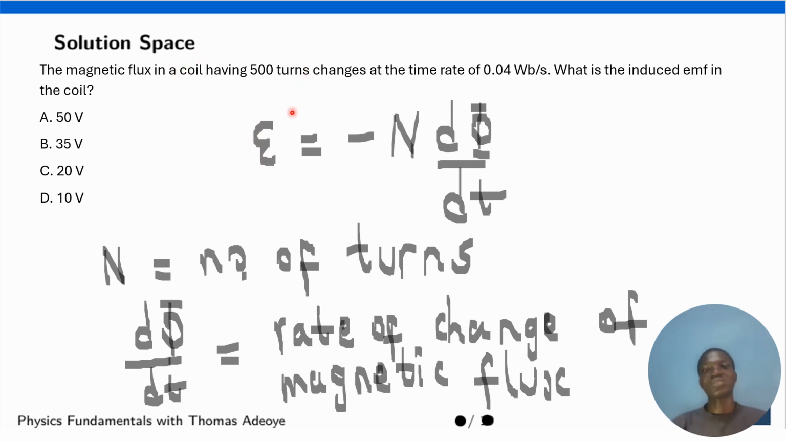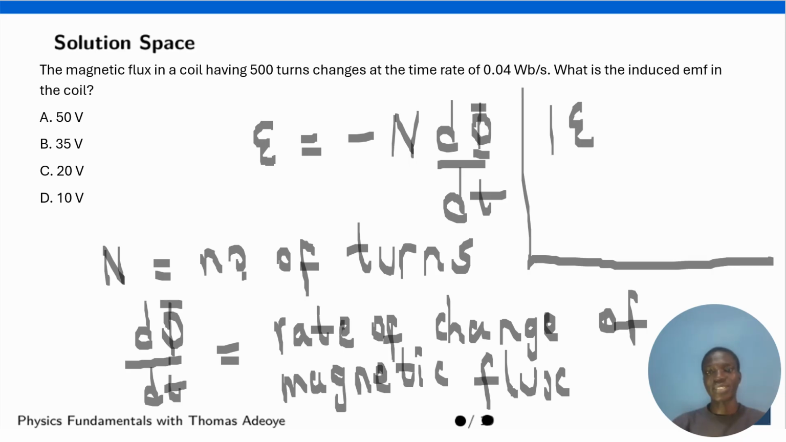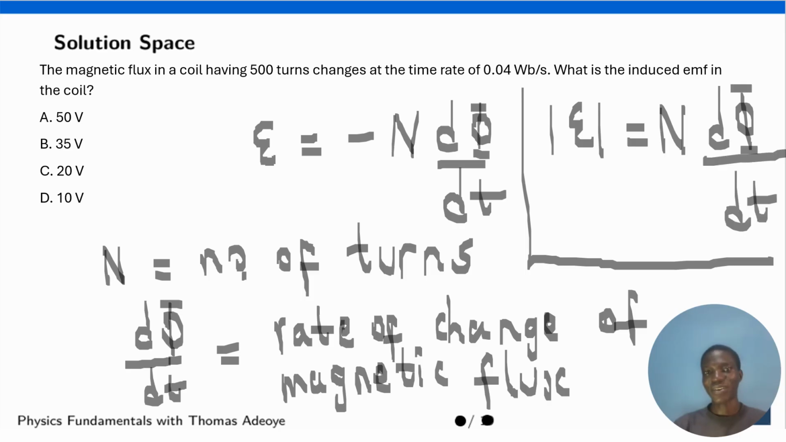But in this question, they are interested in just the magnitude. So I'll write the expression for the magnitude. For the magnitude alone, this symbol indicates the magnitude, we are not going to include the minus. So it will just be n and the change in magnetic flux with respect to time. Now in the question, the change in magnetic flux with respect to time has been given. This is 0.04 webers per second. So they already gave us this whole thing. Do you get that?